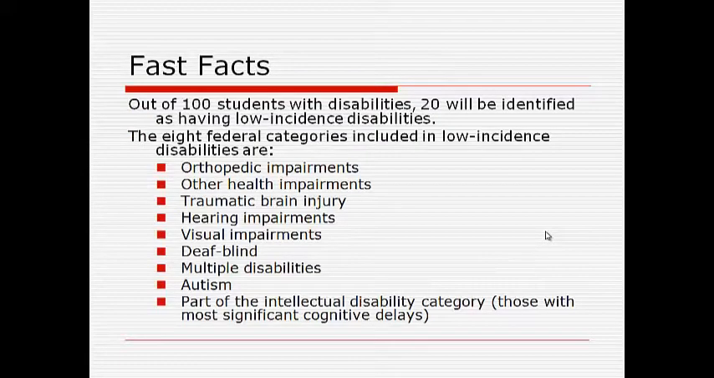Some fast facts about low incidence disabilities. If you were to have 100 students with disabilities, 20, or 20%, would be identified as having a low incidence disability. So really, we're not talking about a lot of students here. The 8 federal categories are listed, and as you go through this chapter, you're going to be listening to videos and podcasts that give you an overview of the 8 categories.